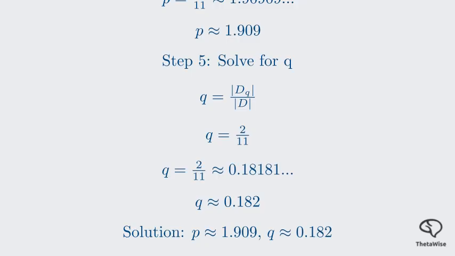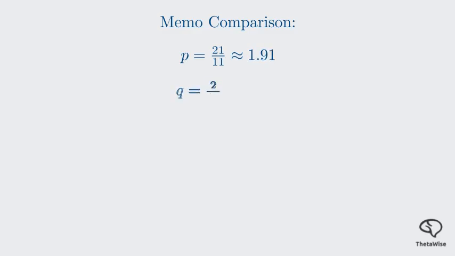We have now seen, step by step, how to solve a system of linear equations using Cramer's rule. To be thorough, let's compare our answers with the memo. We found p equals approximately 1.909 and q equals approximately 0.182. The memo confirms that p is indeed 21 over 11, or 1.91, which is a slightly rounded version of our result. The memo also confirms that q is 2 over 11, or 0.182, which is identical to our rounded answer. Our calculated values match the memo's results, showing that our method and calculations were correct.